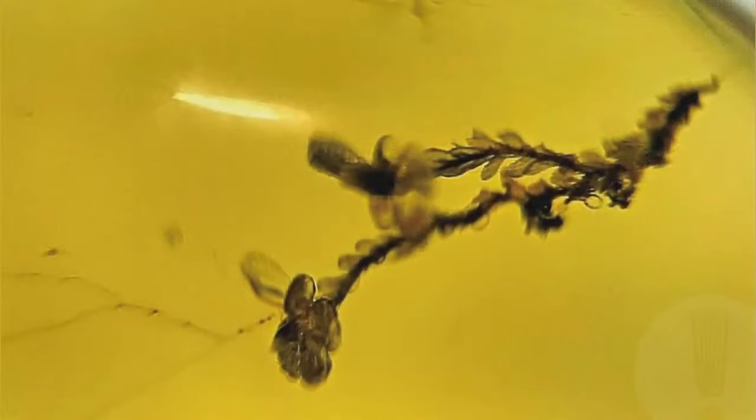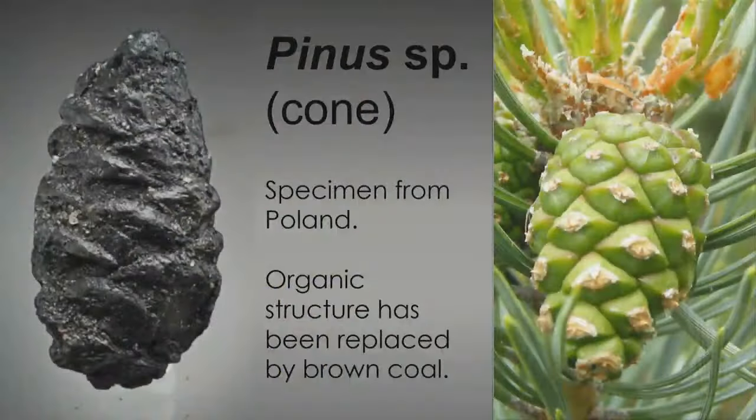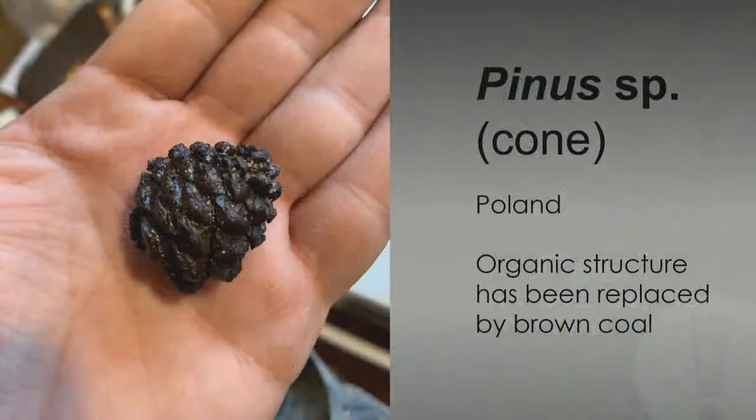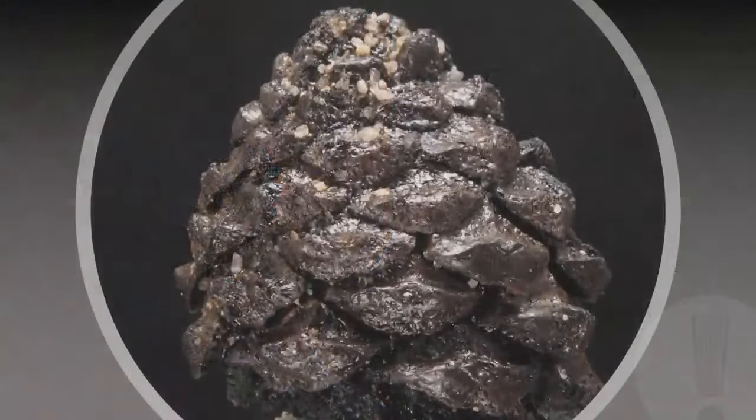So I have one specimen of Dominican amber, and here's a little close-up view of a little plant part that's in there, some unknown species. Here's a specimen of a pine cone from the Miocene from Poland. The organic structures have been replaced by brown coal. I have another specimen here also. It's about the size of it here. Got some close-up views from the same region of Poland.